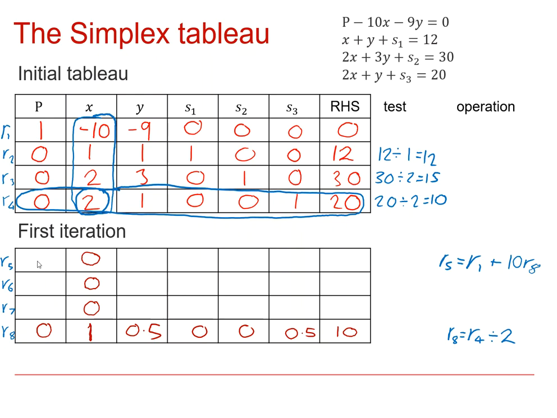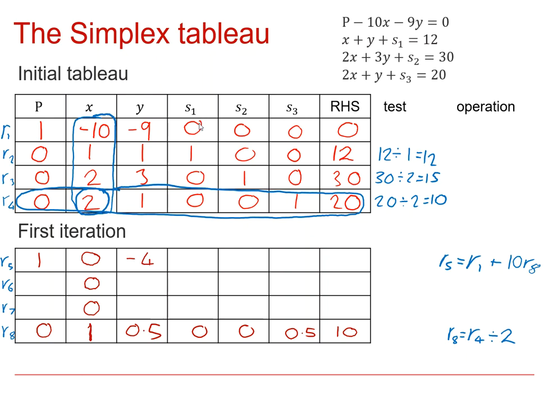So for this element, I'm taking the element from row 1 and adding 10 lots of the element from R8. Well, that's easy because that's a 0 anyway, so it's just going to stay as 1. Then here I've got minus 9 and I'm adding 10 lots of 0.5, so it's minus 9 plus 5, so that's minus 4.